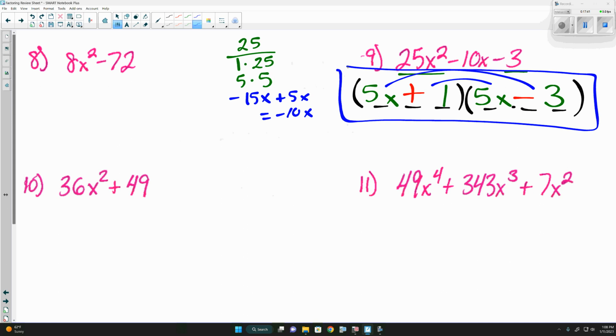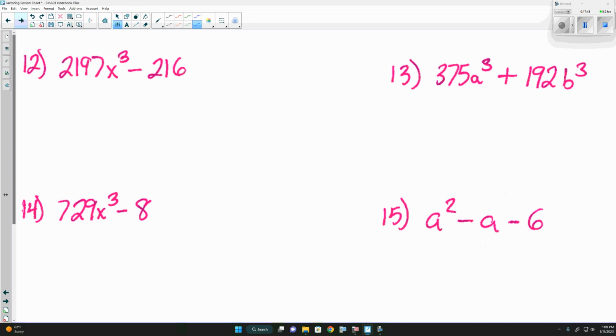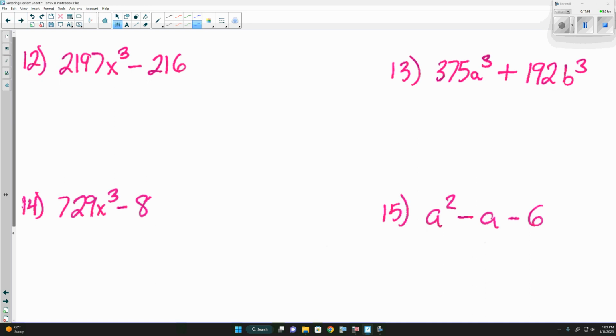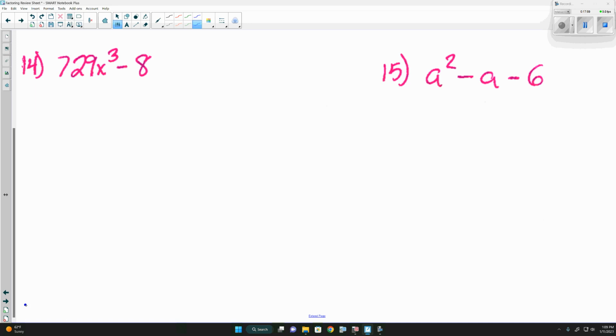Any other questions on these 4 here? Questions on 12 through 15. 15? Is there a greatest common factor? No. And the a squared kind of gives that away. The number squared, if it's by itself, most likely there's not going to be one. Unless there's a variable in all 3.